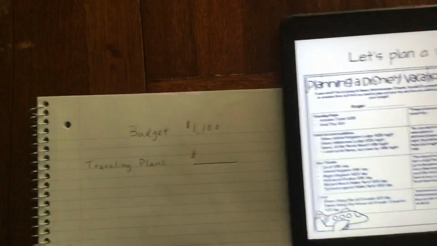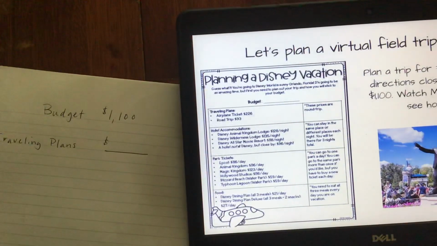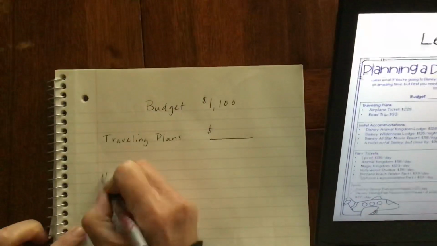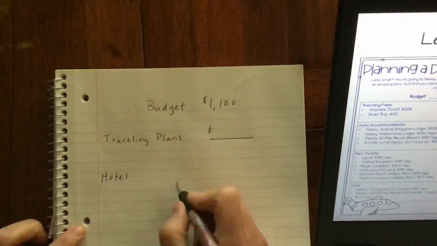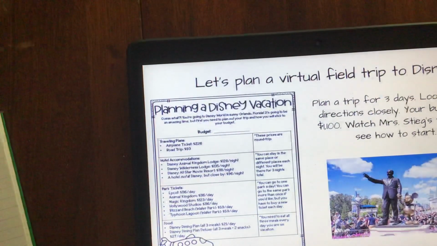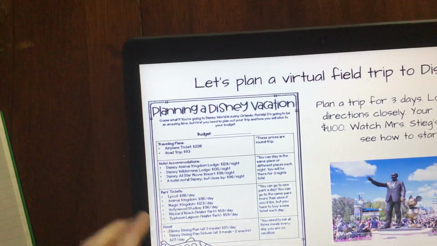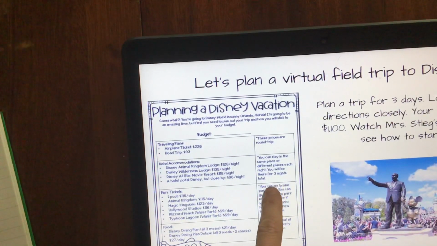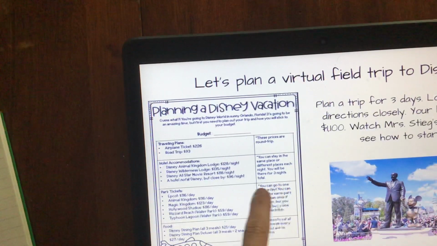All right, our next one is hotel accommodations. So on my notebook, I'm going to write hotel. I'm not going to write accommodations because it doesn't matter. All right, so your choices are, let's look at the directions first. You can stay in the same place or different places each night. You will be there for 3 nights total.